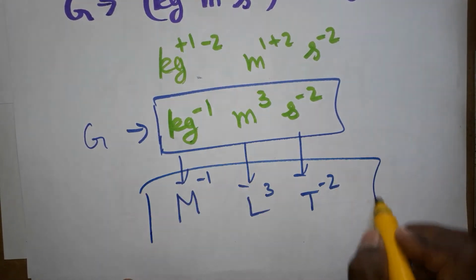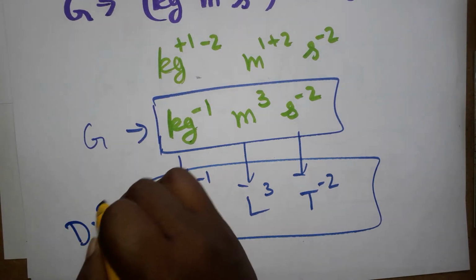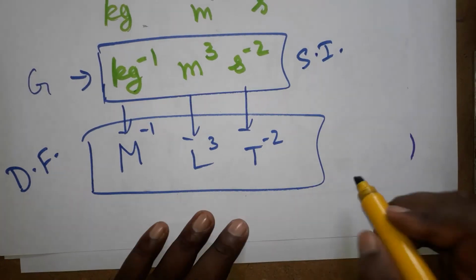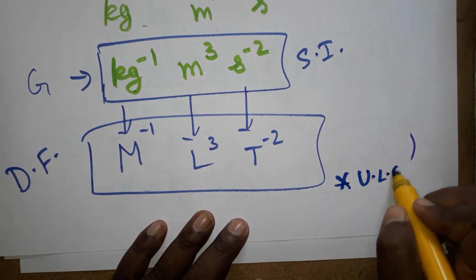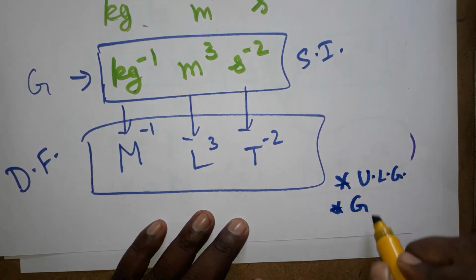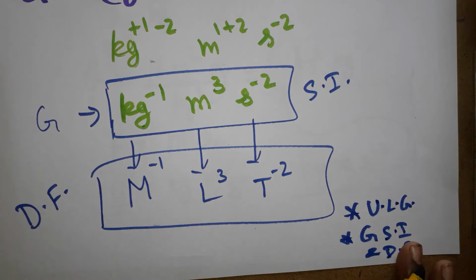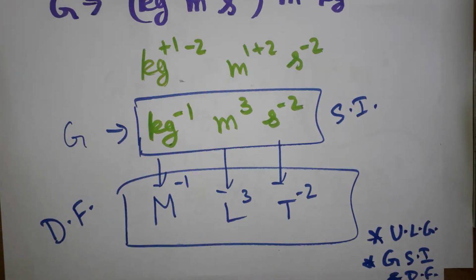It is the dimensional formula for capital G and the SI unit of capital G. So far we discussed what the universal law of gravitation is, capital G, the SI unit of capital G, and the dimensional formula for capital G. The next concept we are going to see is how gravitation changes with height and depth.